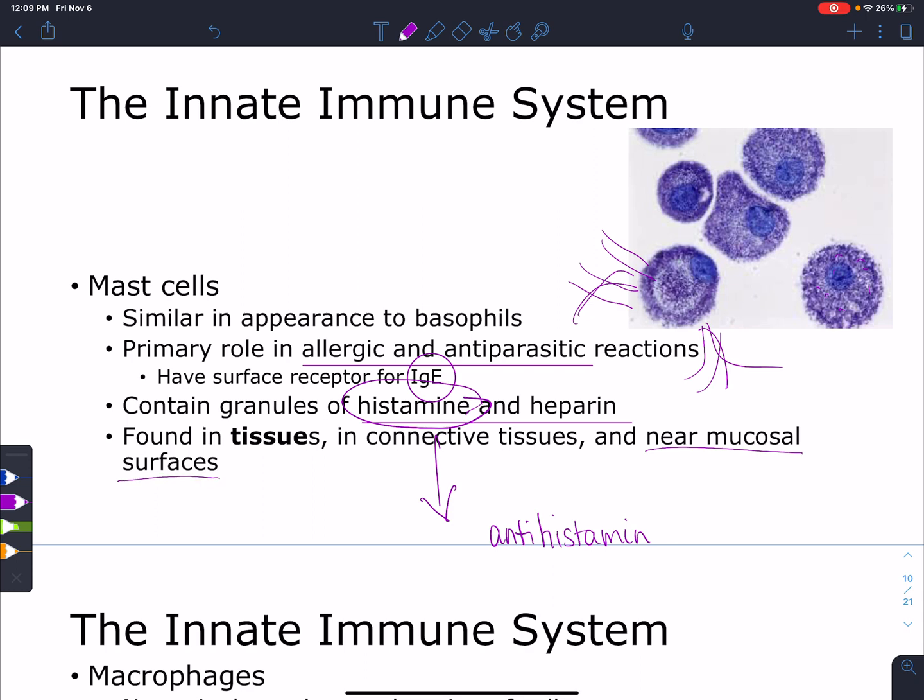It's found in the tissues, connective tissues, and near mucosal surfaces. So if you think about that, imagine it's your mast cells inside your nose. That's what I do. I think of them, oh boy, that's quite a nose. So that's where your mast cells are, those mucosal membranes.